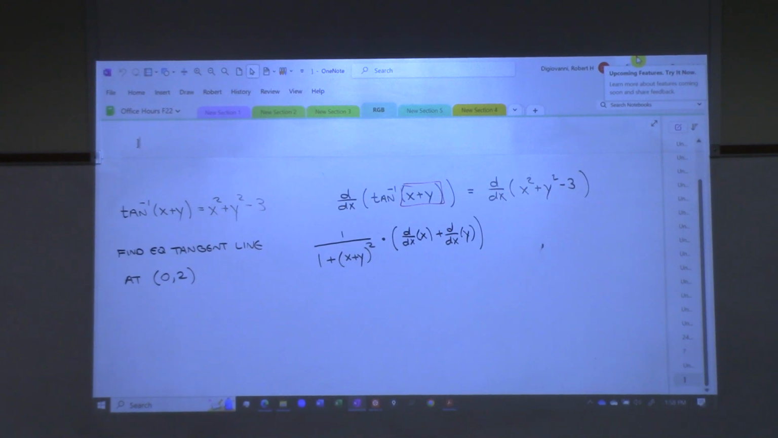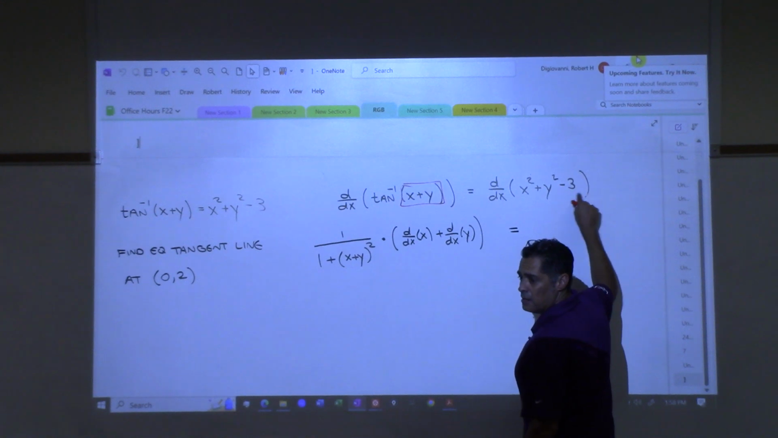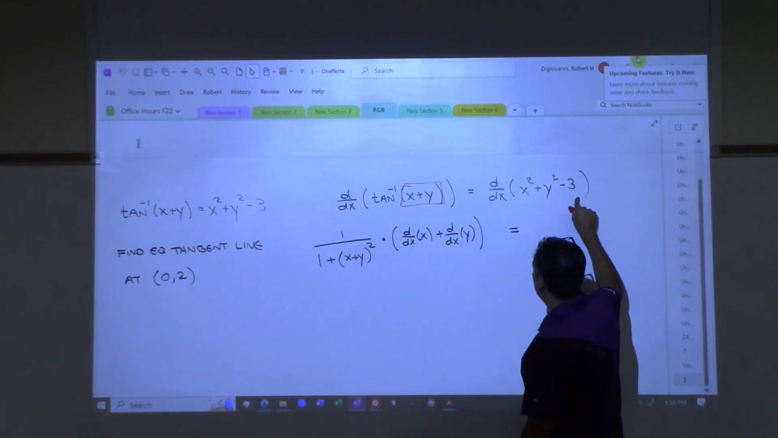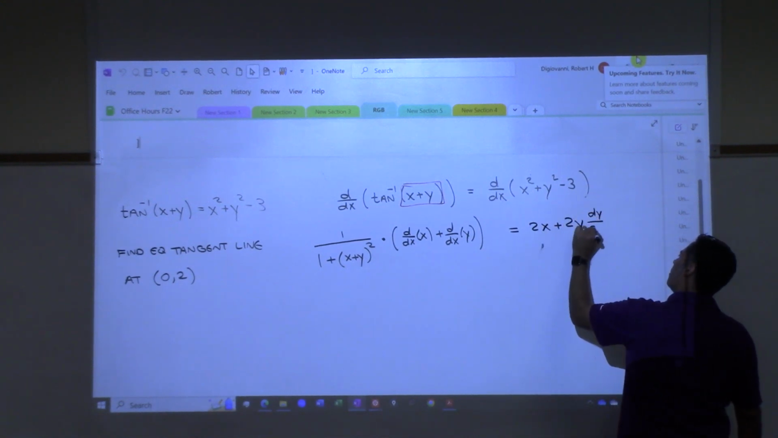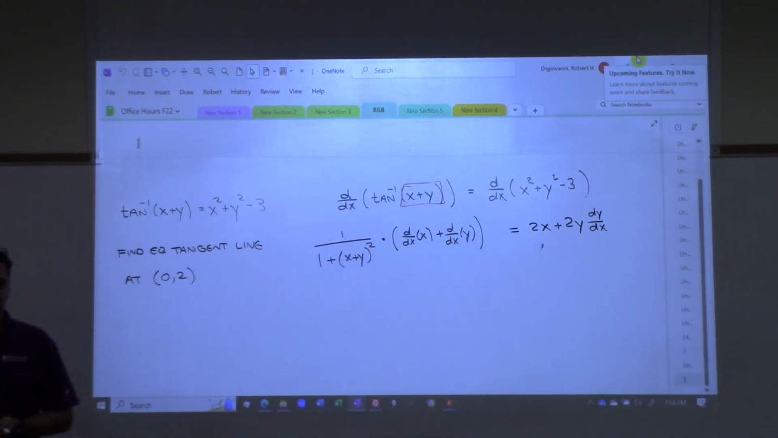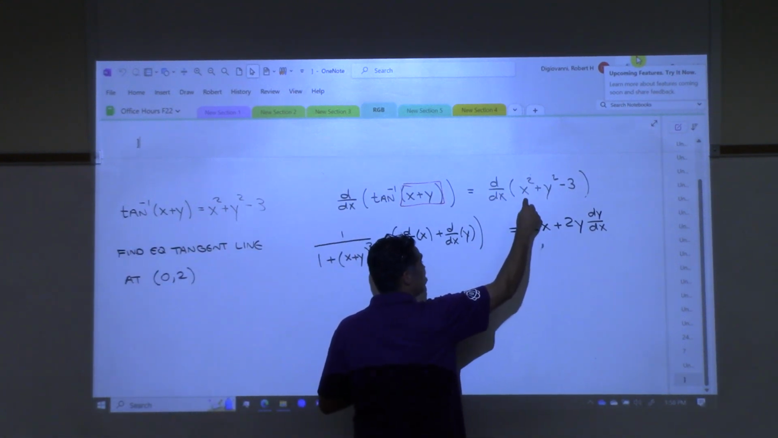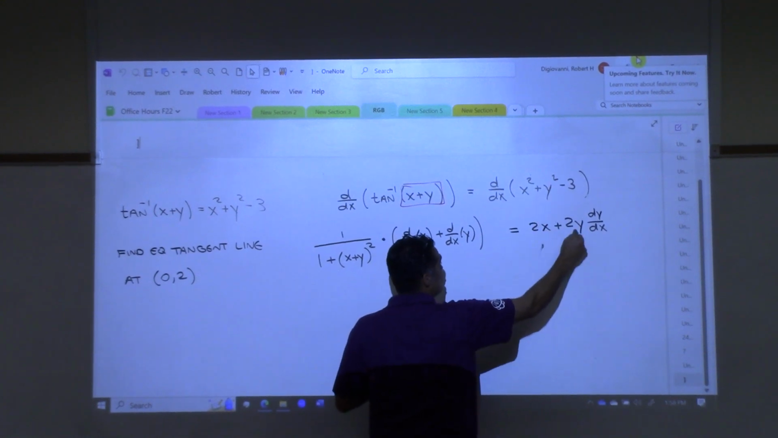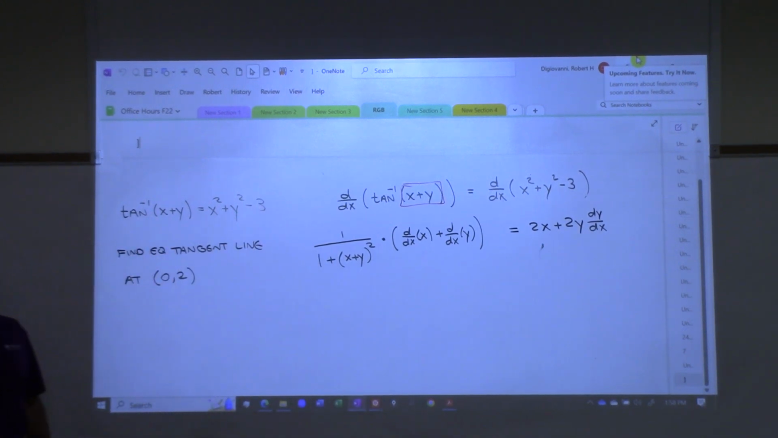Am I done on the left? Yes, right? I've taken the derivative there. Okay, on the right, I can do each one of these separately, right? I'm going to go a little faster on this one. I should just get 2x plus 2y dy dx, and then minus 0. So I did power rule on each of those, right? 2 came down, 2 times x, and then the derivative of x with respect to x, which was 1. And then the 2 came down, 2y, and then the derivative of y with respect to x, which was dy dx. And then the derivative of negative 3 is 0. Do y'all agree with that?